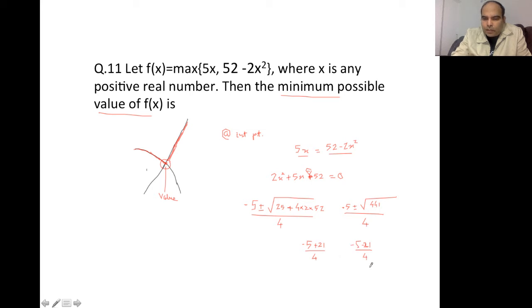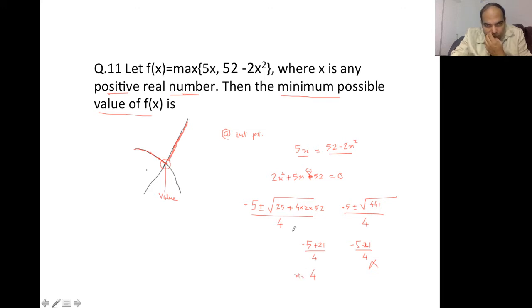Now we reject this because the question says that we are talking about x as a positive real number. X has to be positive. So the root we select is x equals 4.